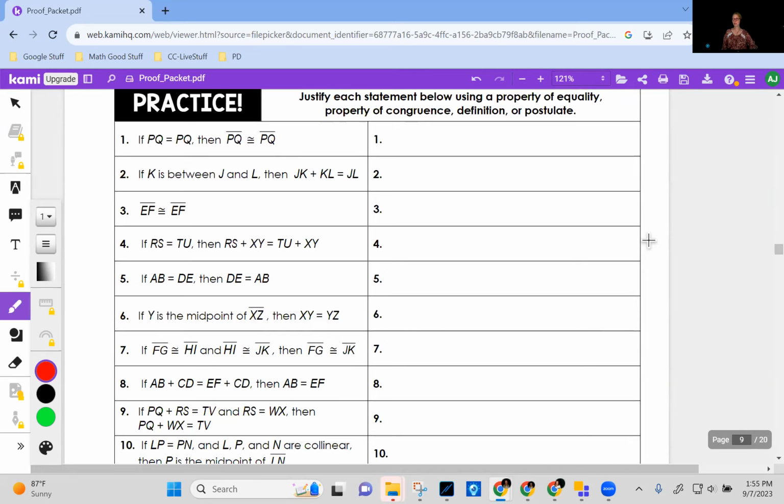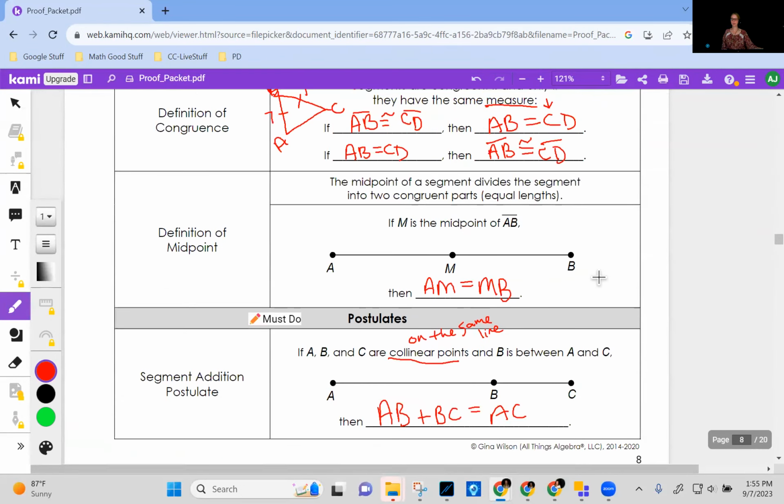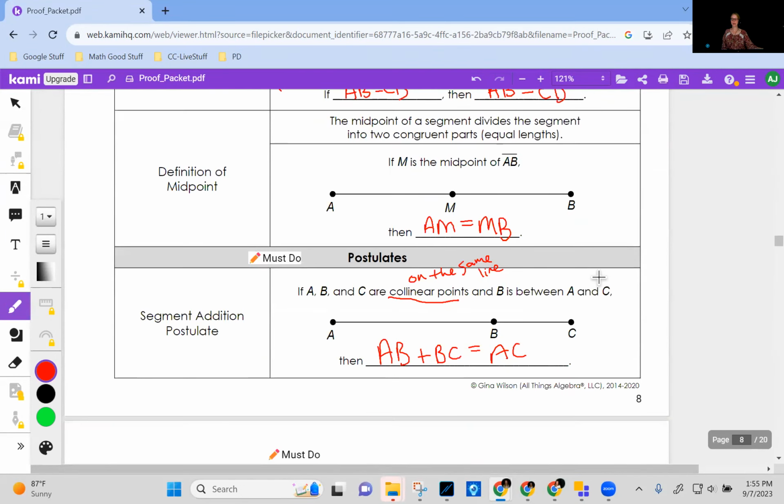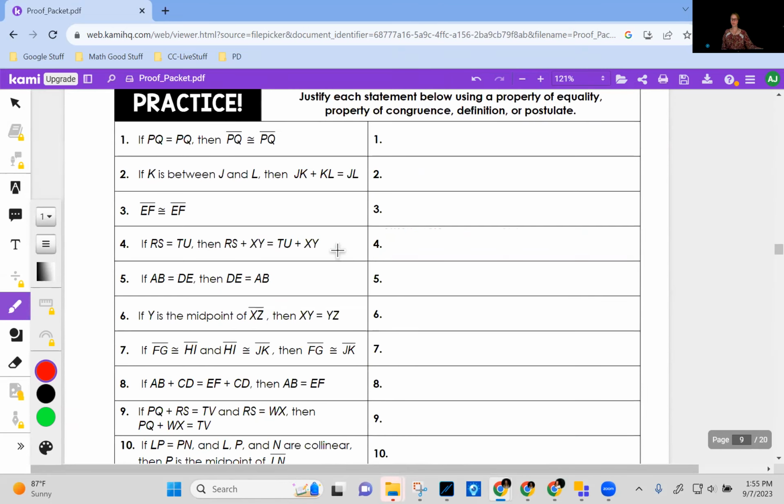So ones I want to do, I like number 2. So it says, if K is between J and L, then JK plus KL equals JL. So which one is that up here? Well, the only one that even has a plus sign in it is this segment addition postulate. And this does make sense for segment addition postulate. So that is what I'm going to choose. Segment addition postulate. And I'm just going to write post. Okay, with a little period after it.